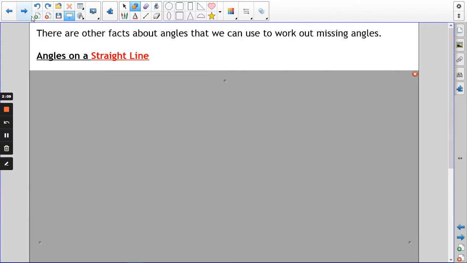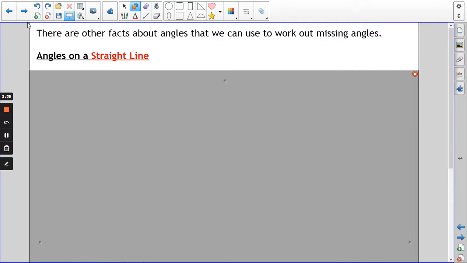But what it says there is that there are other facts about angles that we can use to work out missing angles. So a big part of maths is being given some angles in a shape or a diagram and being able to work out other angles to go with it. We call that angle facts, and you just have to sort of learn these facts as you go through school and put them all together at the end to work out missing angles.